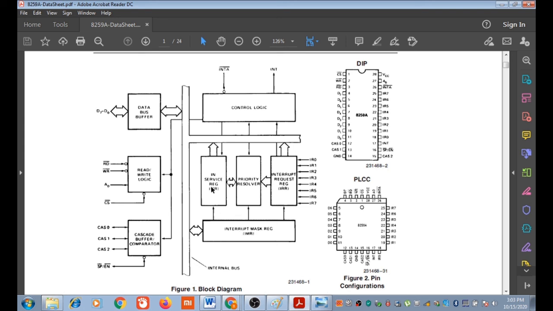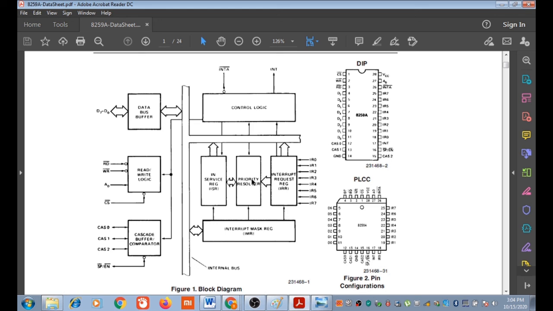Next is in-service register, ISR. This is also an 8-bit register used to keep track of which interrupt inputs are currently being serviced. For each input that is currently being serviced, the corresponding bit of ISR will be set.